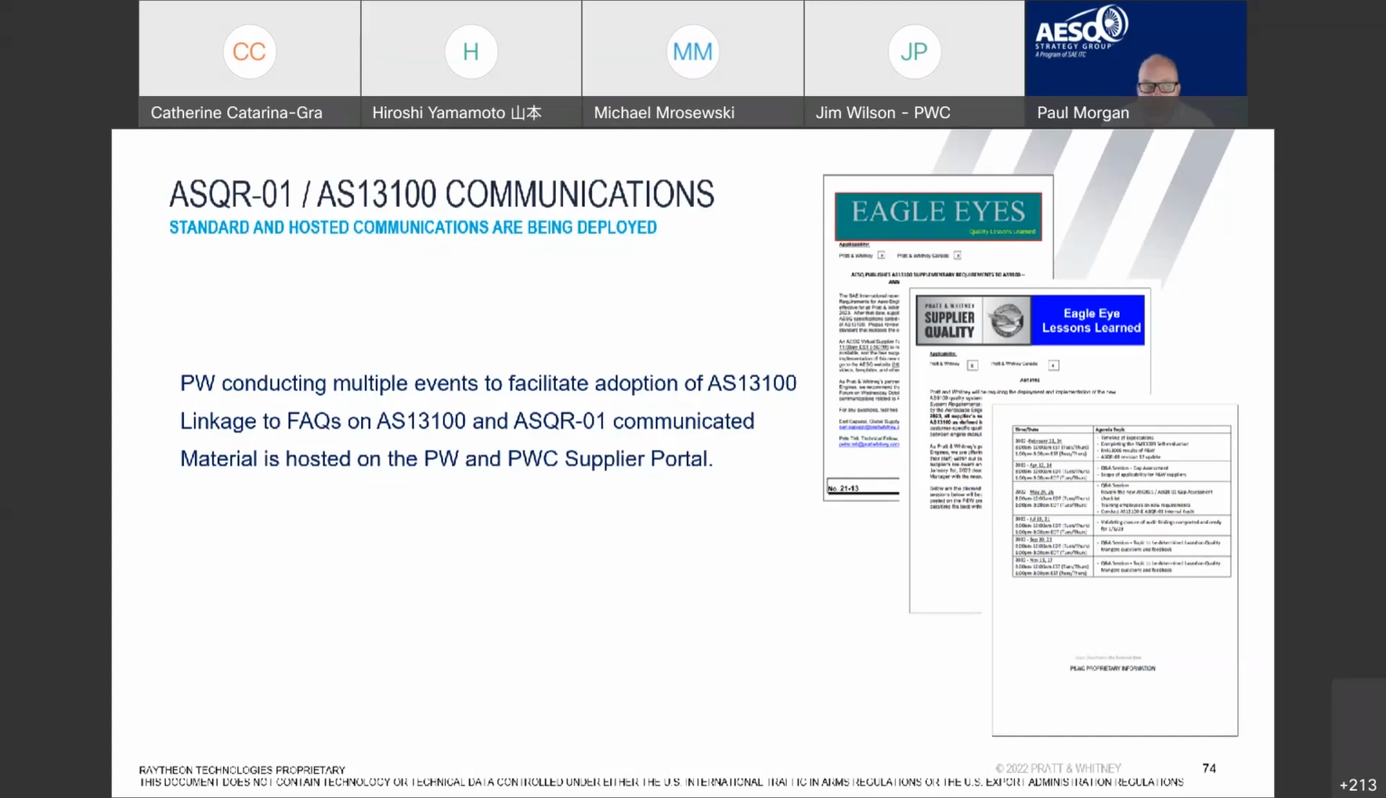implementation in your organization. In the future, we see some ASQ-like videos being deployed on our supplier portals. We're actually challenging our digital technology team on how do we do that, and how do we continue to increase the communication beyond emails or other written forms like the Eagle Eyes and so forth.